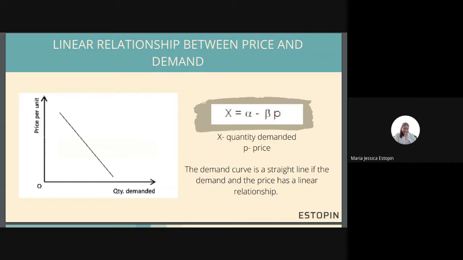The linear relationship of demand and price. Like the one shown on the left side of the screen, the demand curve is a straight line if the relationship between demand and price is linear. In linear relationships, the direction and rate of change in one variable are constant with respect to changes in the other variable. The linear relation is denoted by the formula x equals alpha minus beta times p, where x is the quantity demanded, alpha and beta are constants, and p is price.